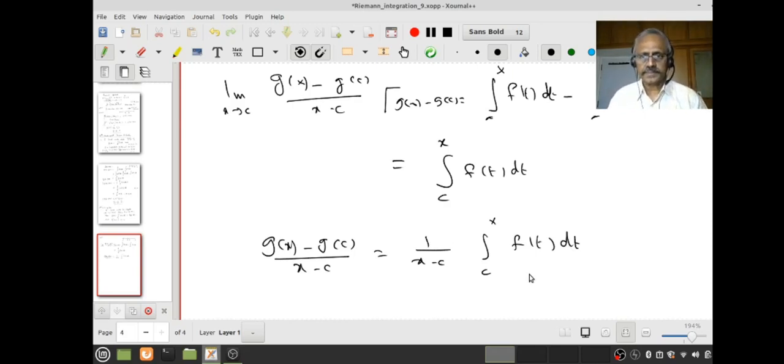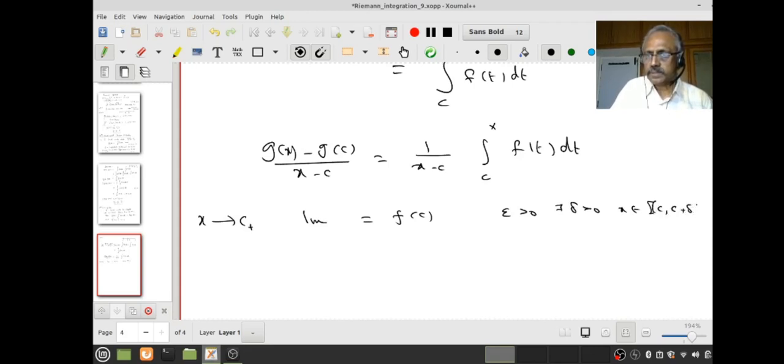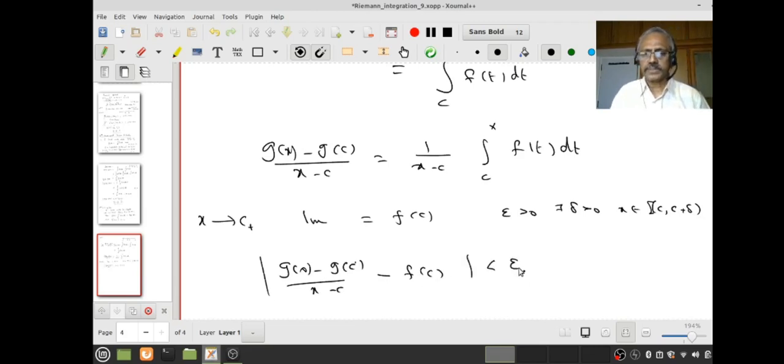Do you understand this? Now what am I supposed to show? I want to show that as x goes to c plus, this limit is f of c. What does that mean? Give me an epsilon positive, there is a delta positive, so that for all x in the open interval c to c plus delta, what should I have? The modulus of g of x minus g of c by x minus c minus f of c must be less than epsilon. This is what I am supposed to prove.